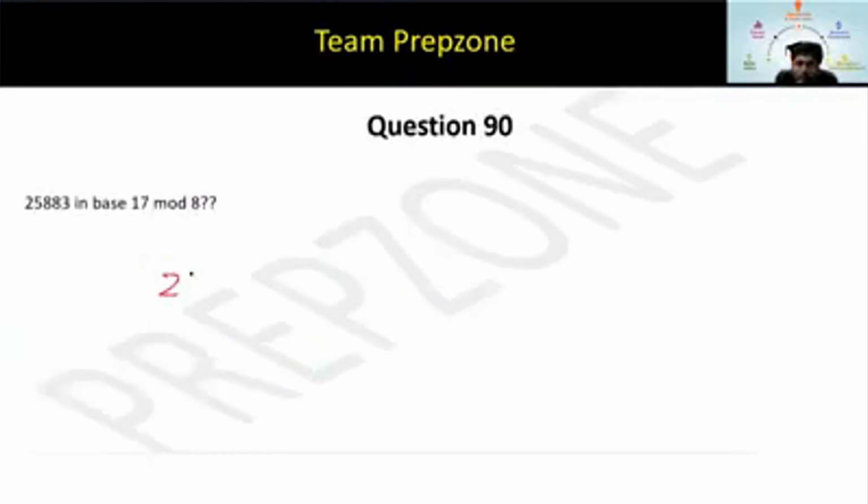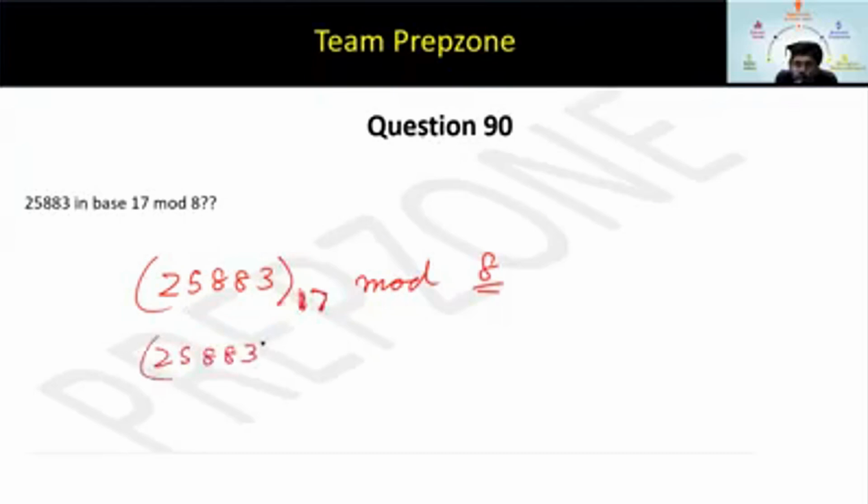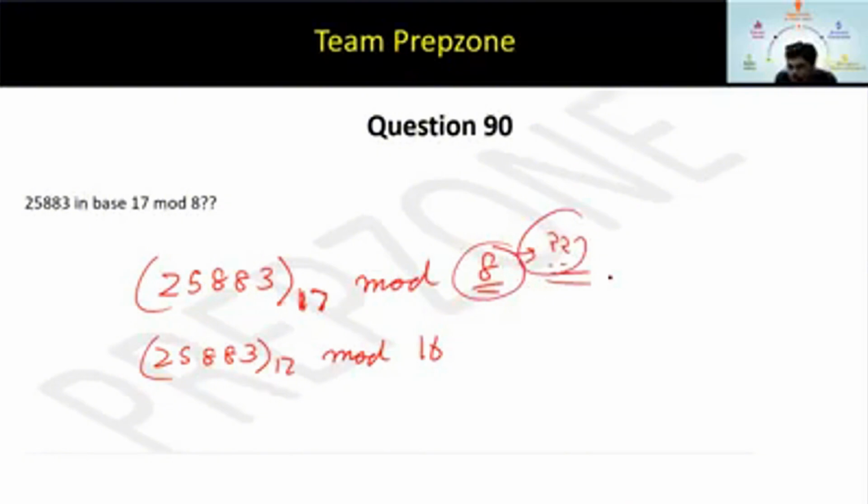Try this question now. 25883 base 17 mod 8. Guys, what have we learned as of now? I'm just giving you a hint for this. I have learned that this mod 16 I can correlate. But this is mod 8. How can I do this? Just apply your brains. Try to solve this.